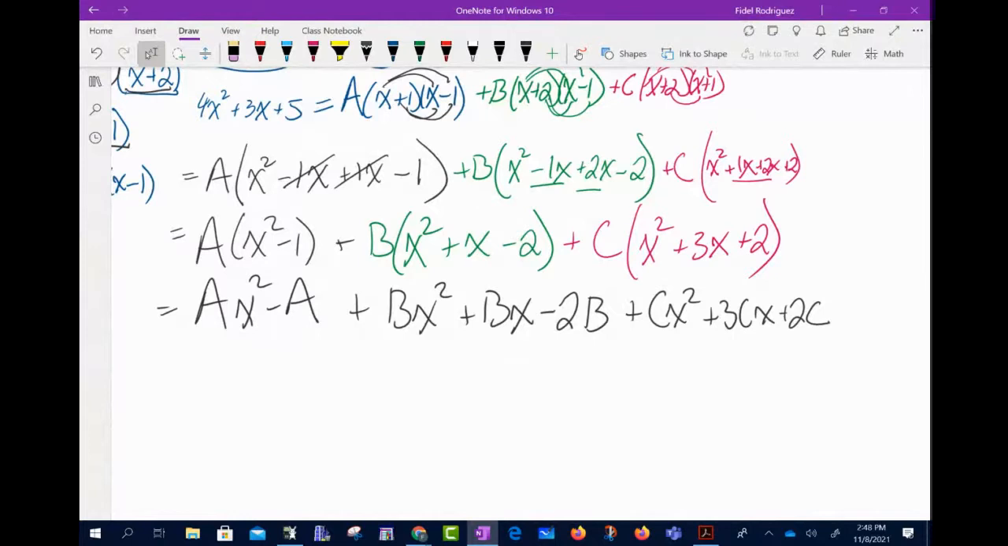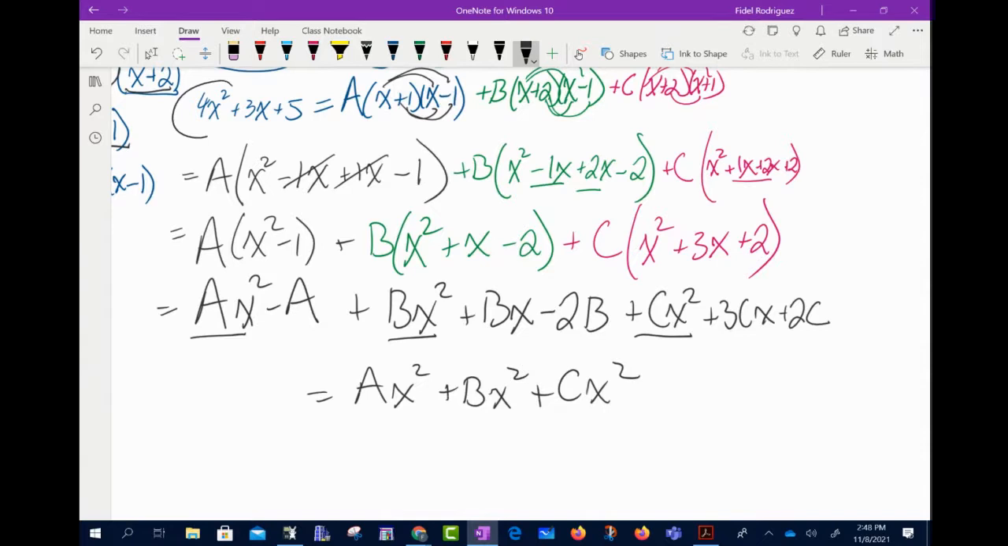So far, so good? Okay. So look, y'all, we're going to start doing some combining like terms. I'm going to take all my X squared pieces and put those together. So I'm going to say, look, AX squared plus BX squared plus CX squared. That's going to be equal to the X squared term that we had on my answer. Remember over here when everything canceled out, we still had that 4X squared? So that's going to be equal to 4X squared.